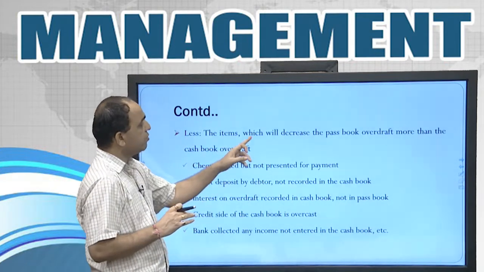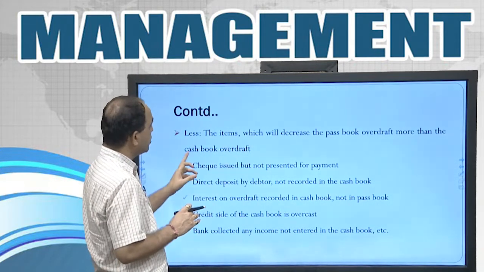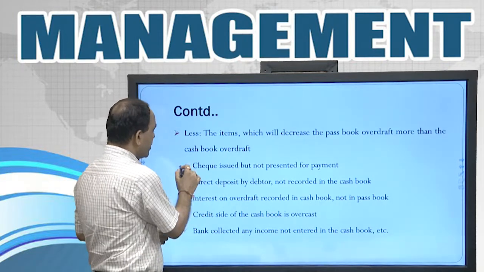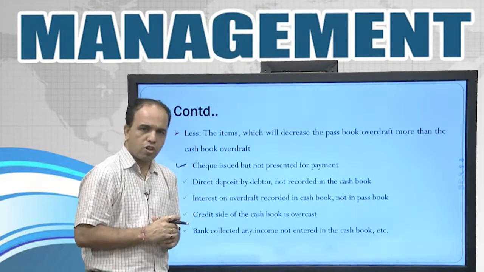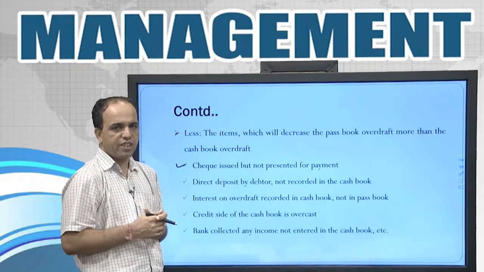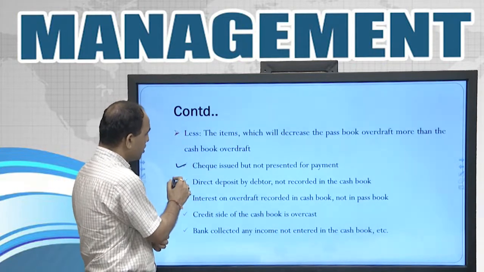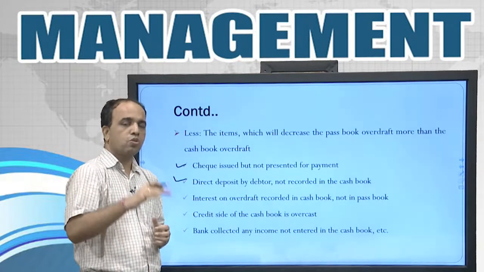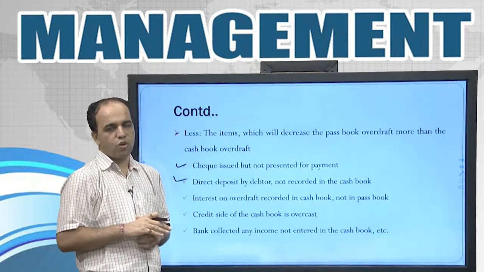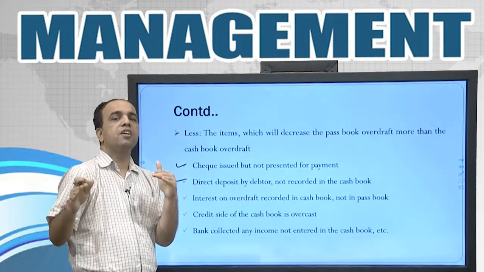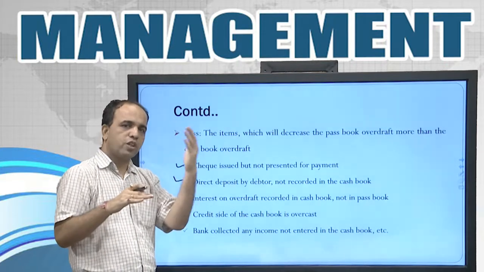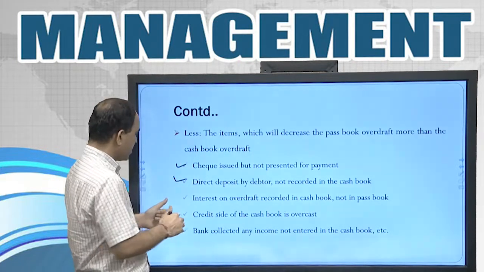The items which will decrease the passbook overdraft more than the cash book overdraft: check issued but not presented for payment. If checks are issued but not presented for payment, it will definitely reduce a bank overdraft. Direct deposit by debtors not recorded in the cash book, so of course it will reduce a bank overdraft, because ultimately balance comes in the bank account, that is a positive effect.